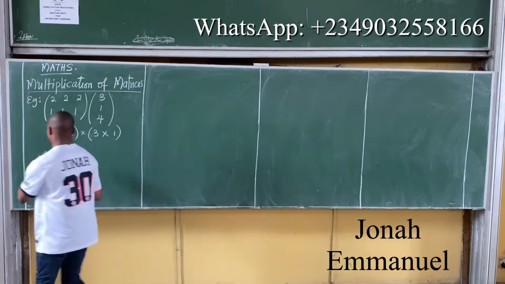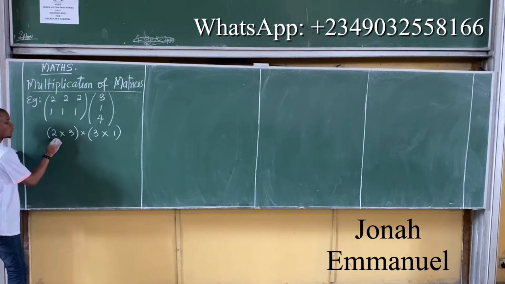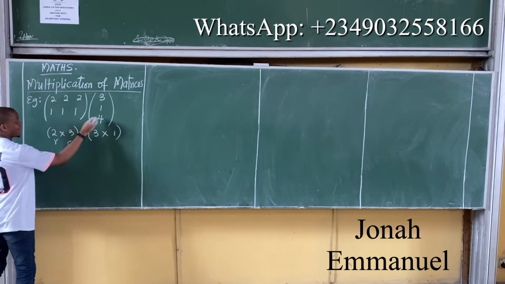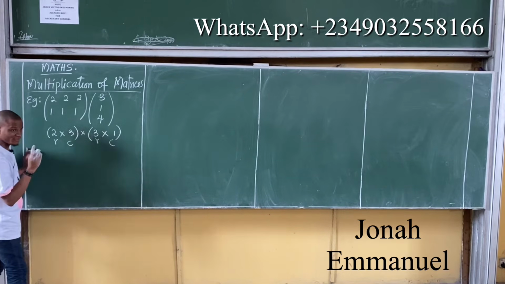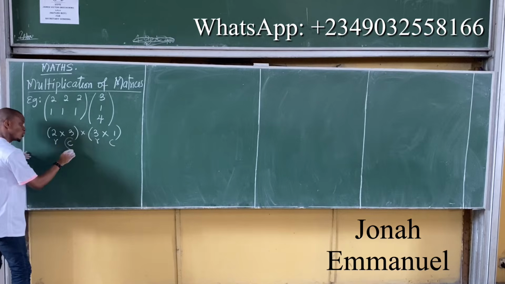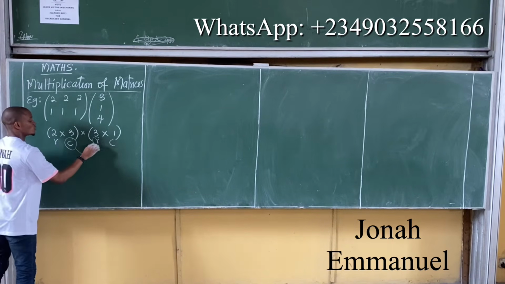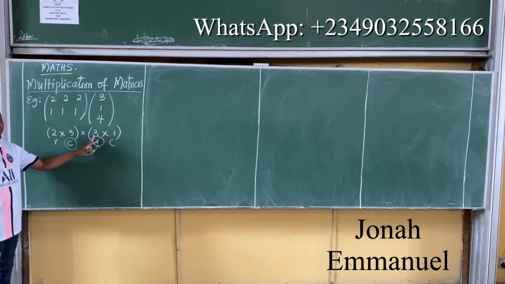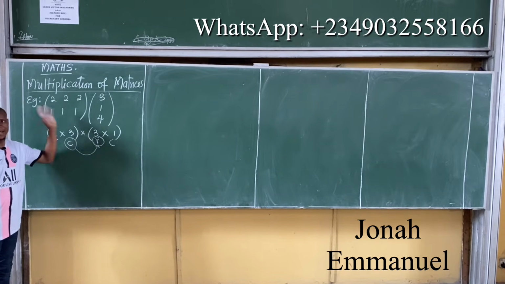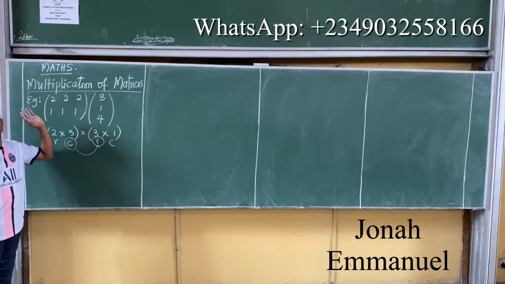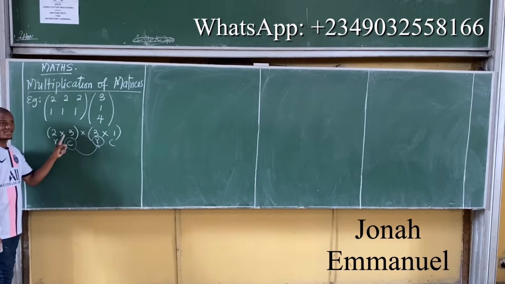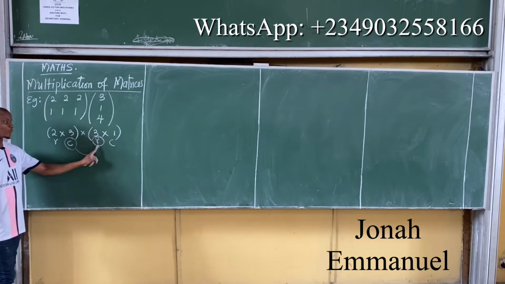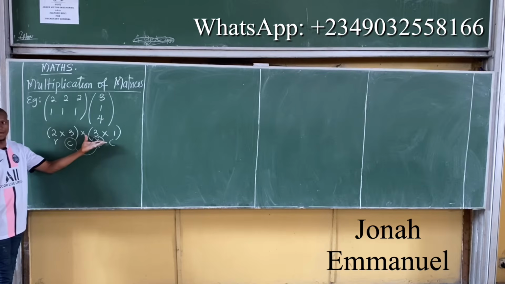So see my first matrix here. What's the row? This one here. What's the column? This one here. My second matrix. What's the row? This. What's the column? This. What do you observe? Observe that the number of columns of the first matrix is equal to the number of rows of the second matrix. 3, 3. For this case now, we can multiply. That's the condition. It's 3, 3. We can multiply.